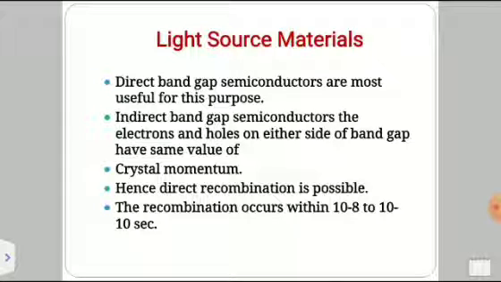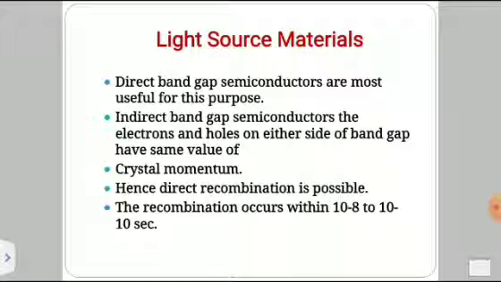Now, with this knowledge, we can understand how to select the light source material. One should be very choosy and selective when fabricating LEDs and laser diodes. Direct bandgap semiconductors are most useful for this purpose. I have given 7 examples, out of which direct bandgap semiconductors are preferable.